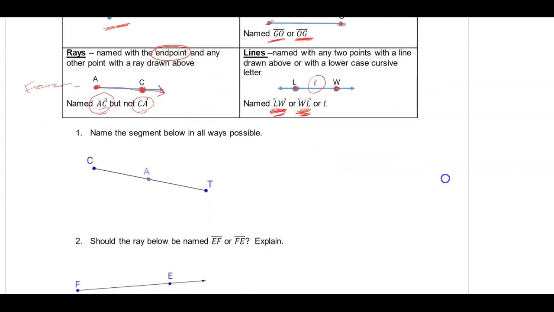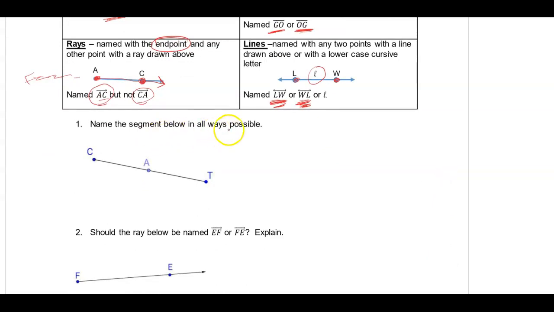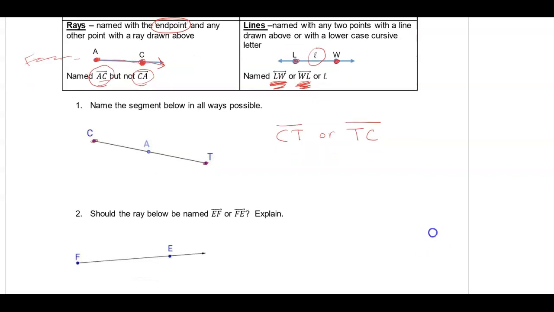Okay, I'm going to look at number 1. Name the segment in all ways possible. The endpoints of this segment are C and T. So you can write CT or you can write TC, but you have to use the endpoints to name the segment. Notice how I didn't use the letter A.